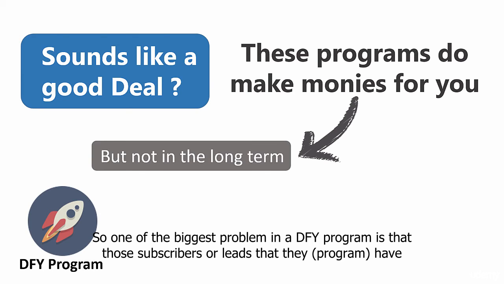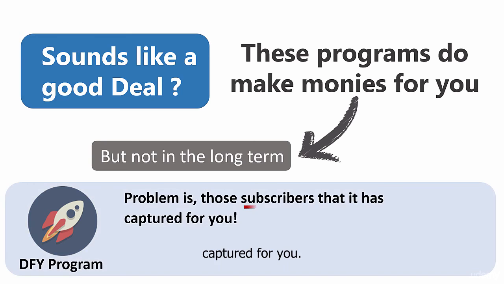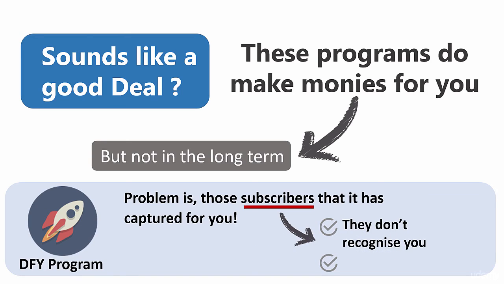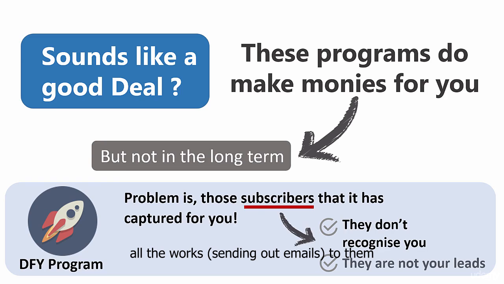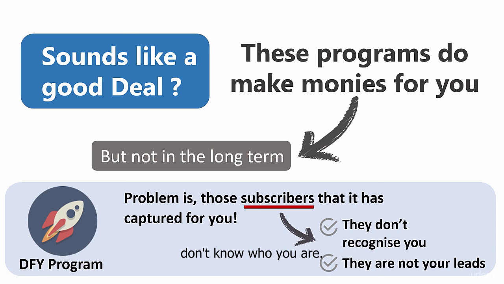One of the biggest problems in a DFY program is that those subscribers or leads that it has captured for you don't recognize you, they don't know who you are. All they know is the DFY program has been doing all the work for them. So they are not your leads. When you try to email these subscribers under your name, they don't even bother to open it because they don't know who you are.